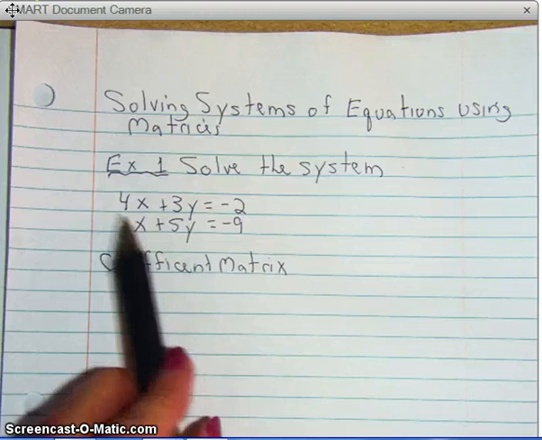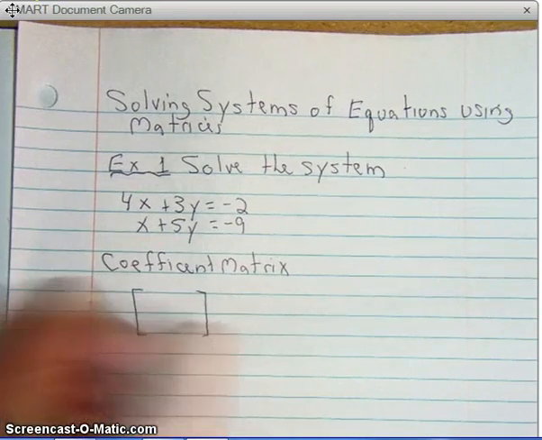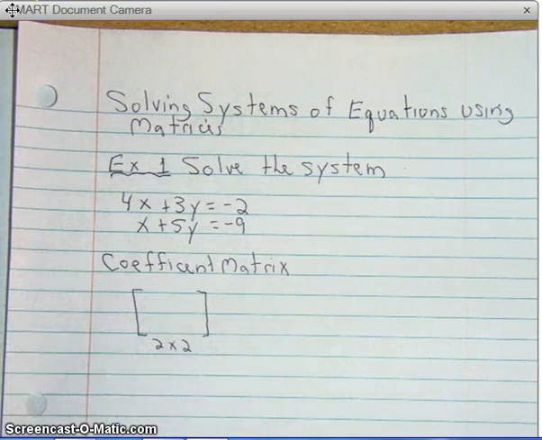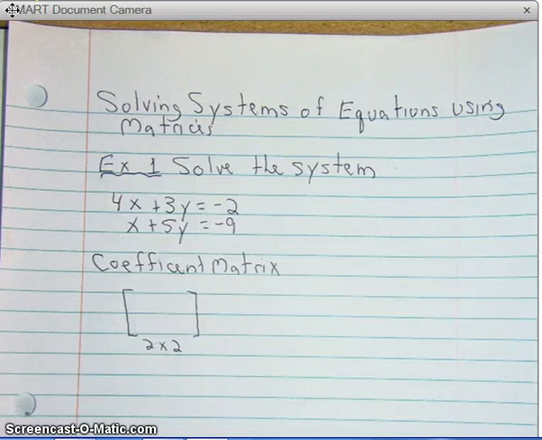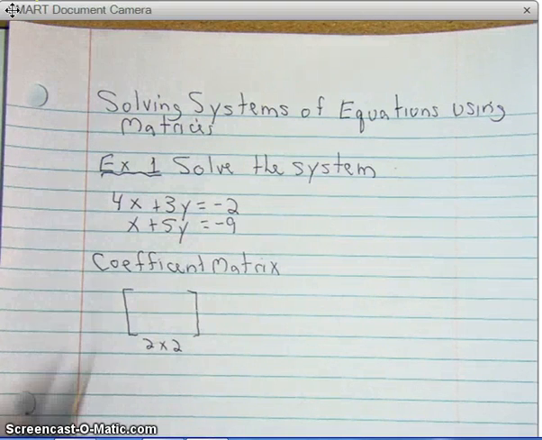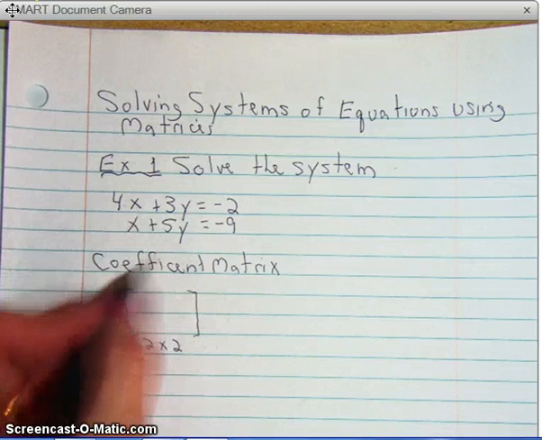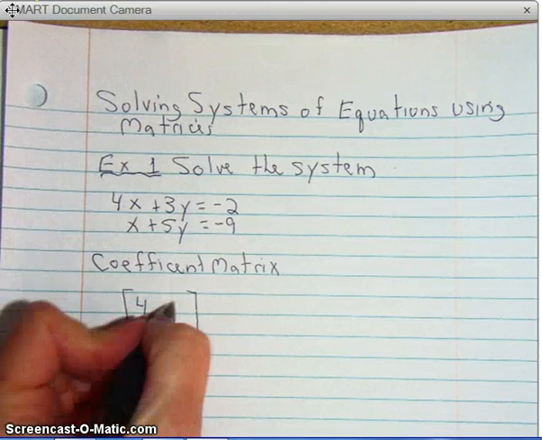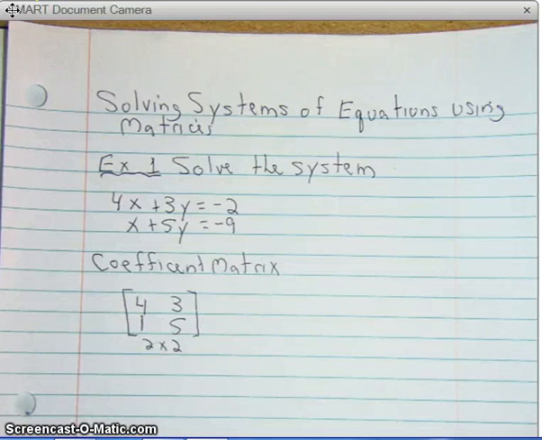For a system with just two variables, it'll always be a 2 by 2. Anybody remember what coefficients are? Like in an expression, what are the coefficients, Leah? The number in front of the variable. Very good. It is the number in front of the variable. So we store these just like we see them. So 4, 3, 1, and 5. So that's your coefficient matrix. Anybody confused thus far? Okay.